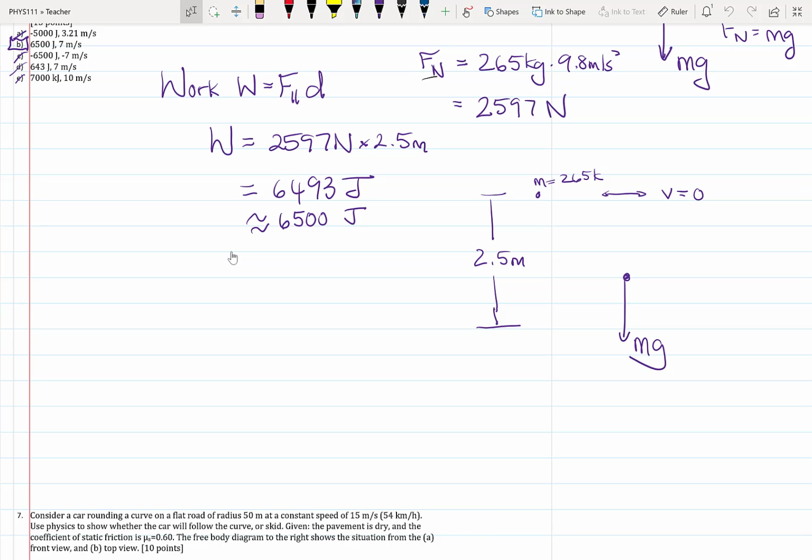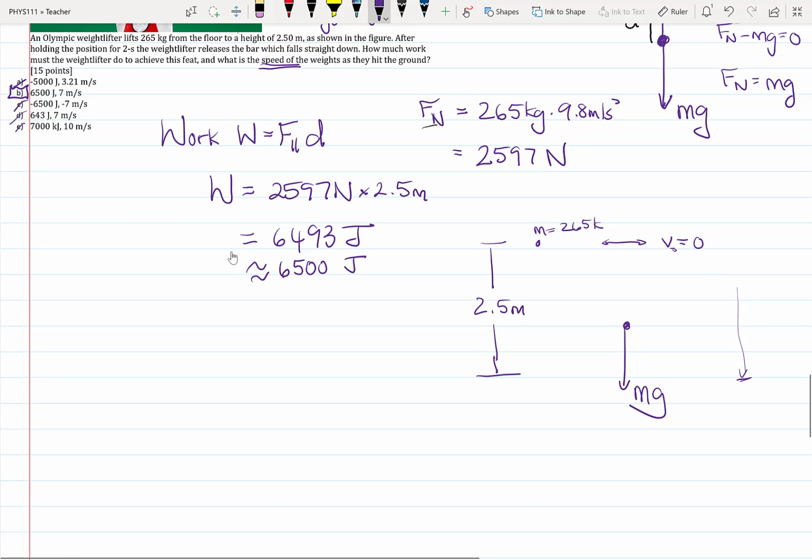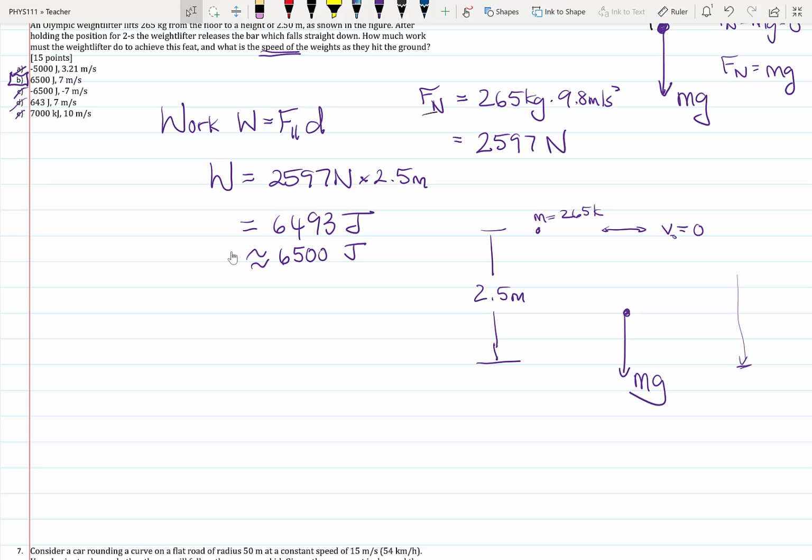So this problem actually shows you why it's important to master every single piece of the course as we go along, because here we go. We know if this is our situation, it's going to fall. We can call this our initial speed or velocity right now, 0. And then it's going to fall down, all right? And right before it hits the ground, that's the question. What is the speed of the weights?